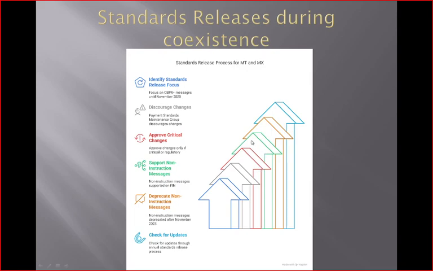And what standard releases are going on in MT to MX migration. If you see the top one, by one button, identify standard releases, focus on CBPR messages until November, then discourage the changes which are there from the payment practice group. I also discuss approval of critical changes. This is general common information, right? There is no significance in knowing everything that's going on. Deeper instruction message, check for updates. So take care of this when you do the MT to MX migration. Standard releases during coexistence means earlier, before 25, what the standard was that was going on earlier, adhering to both the messaging systems.